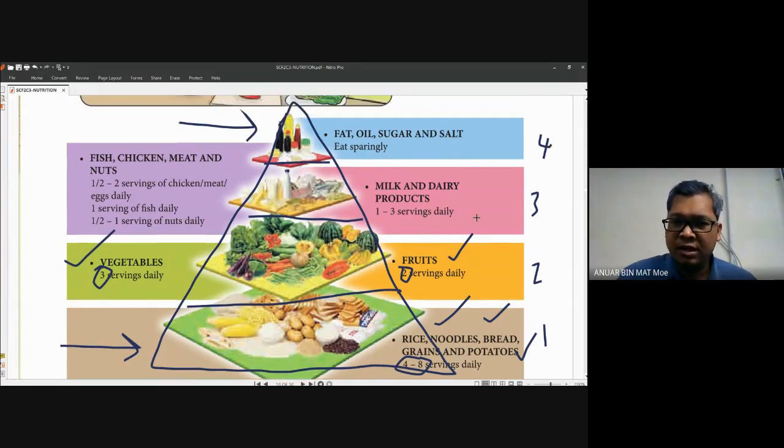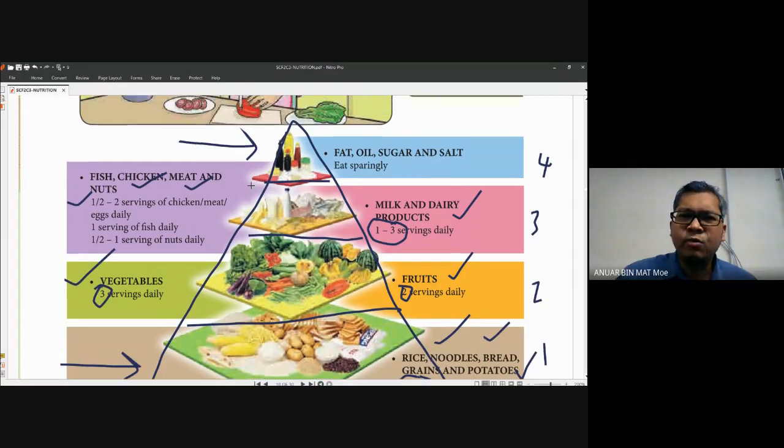Okay, and then for the third layer, as you go upwards, layer number 3, there are 1 to 3 servings daily. For example, the type of food we need to take is milk and dairy products, and then fish, chicken, meat, and nuts. Okay, this is mostly protein and fat. Layer number 3, the type of food that is rich in protein.